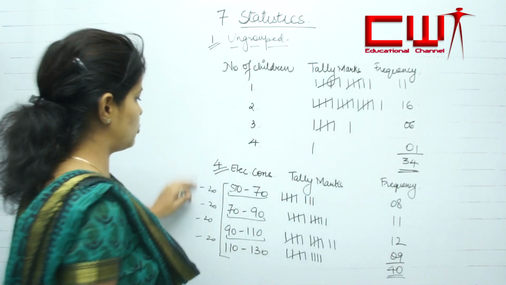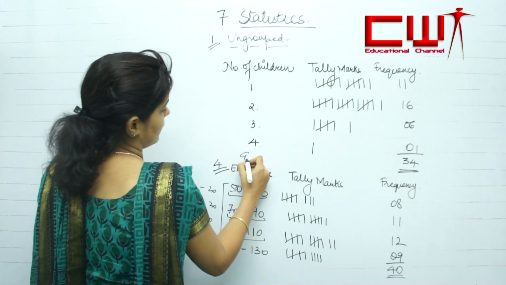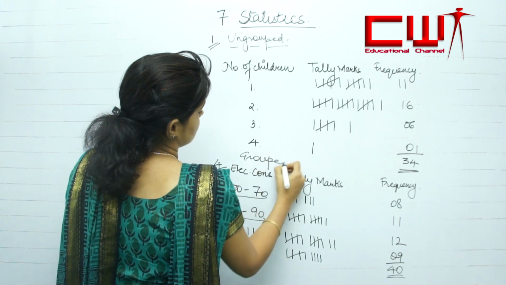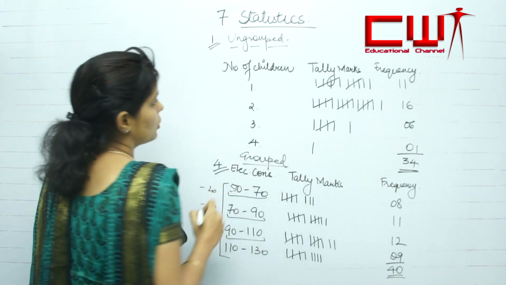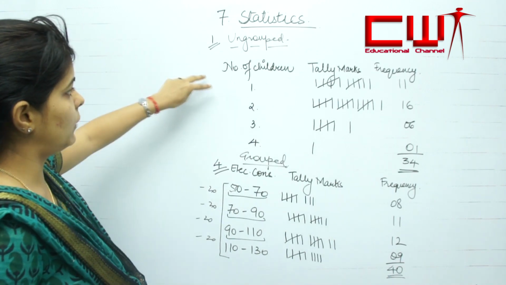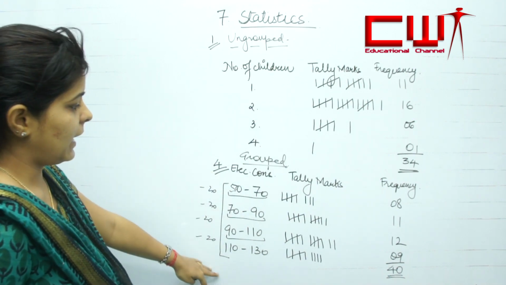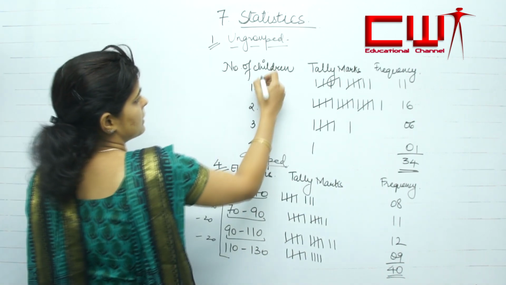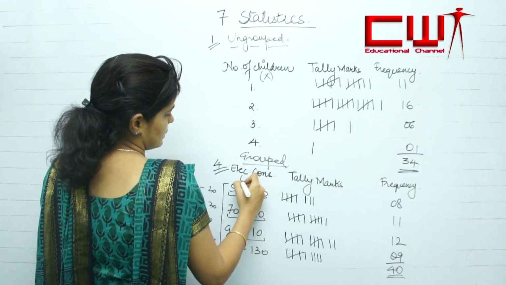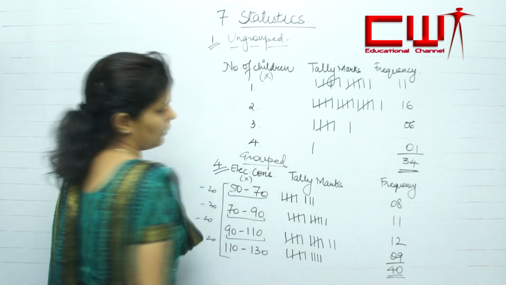Right? So you have the ungrouped series and you have done the grouped series. This is how you will do the tally marks and the frequency. Here also, this is known as X. Basically you call it X. This is X, the data that is given to you, the tally marks and the frequency.